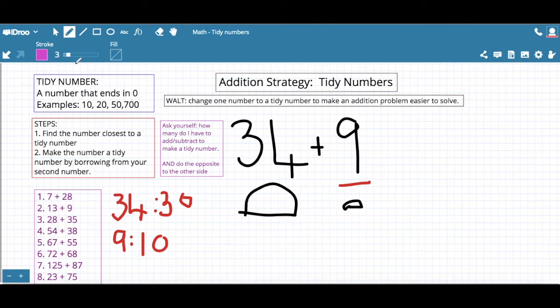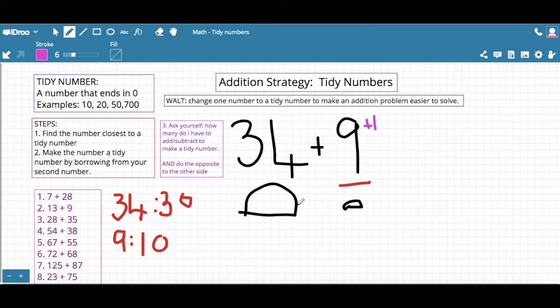I'm going to add this as step 3. Sorry, it's not the same, but these are important steps that you might forget sometimes. So, if we have to figure out how much we have to add to the other side, what does that look like? Going back to our problem, how much do we have to add to our 9 to make it a tidy number? We have to add 1.